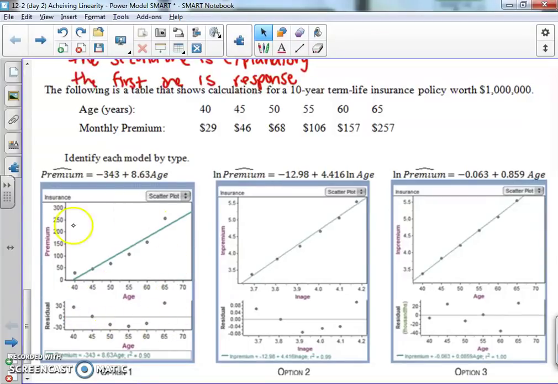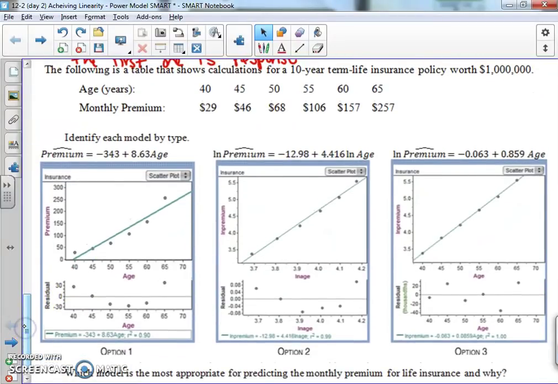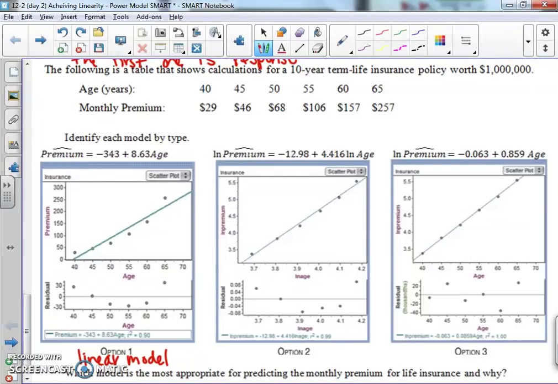So I'm not sure that this is the best model, okay? But this is just a linear model. We haven't applied any kind of logarithms to it. So this is just a plain linear model. This one, notice what they did. They took the natural log of the response as well as taking the natural log of the explanatory. Which model does both? We just talked about this one. This is a power model.